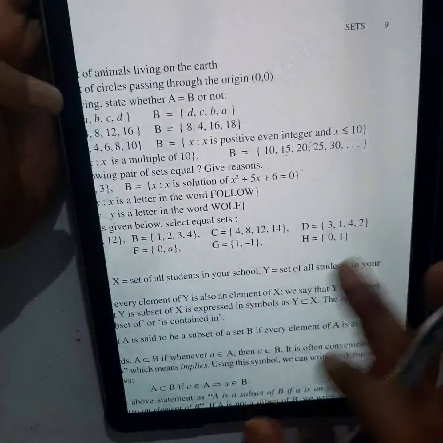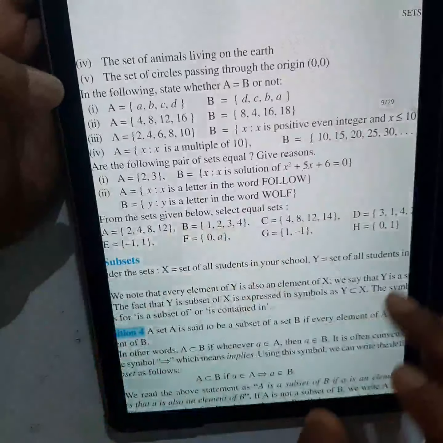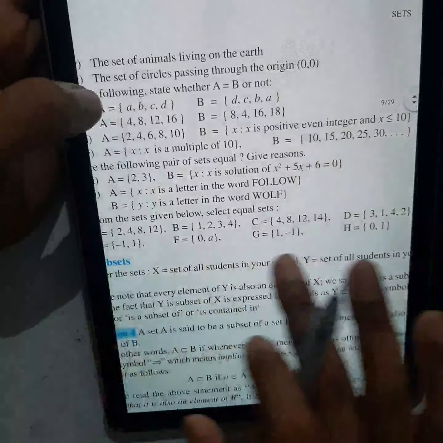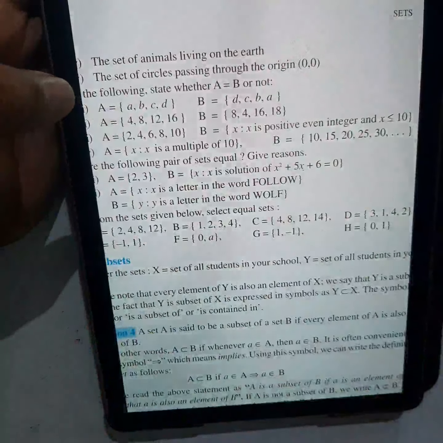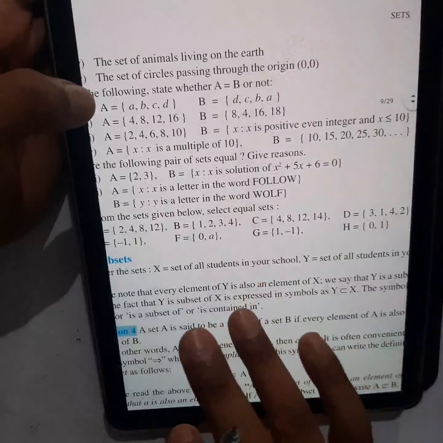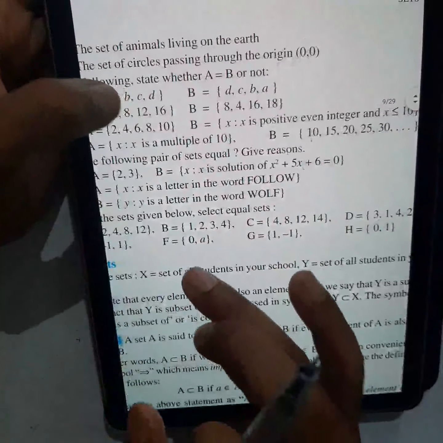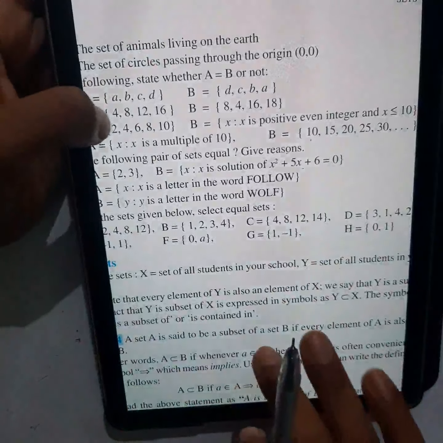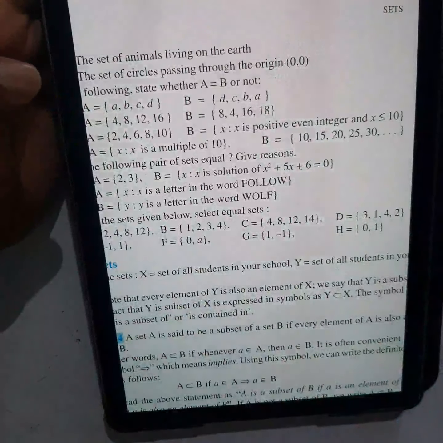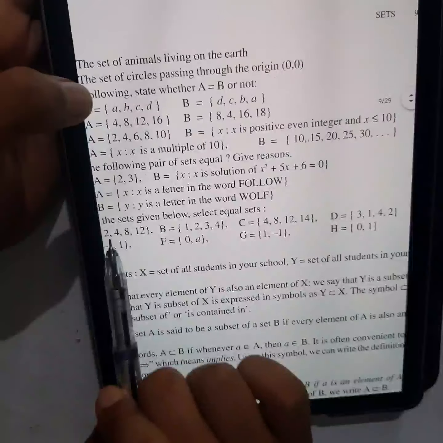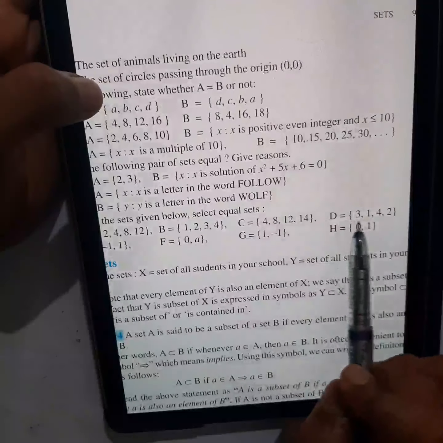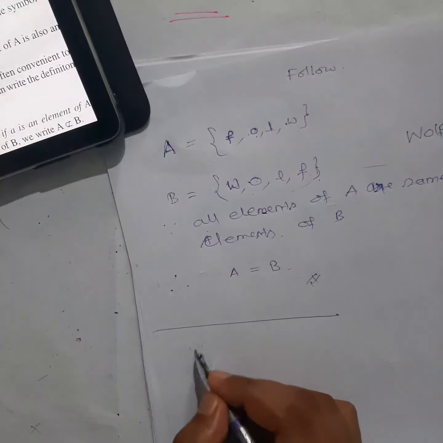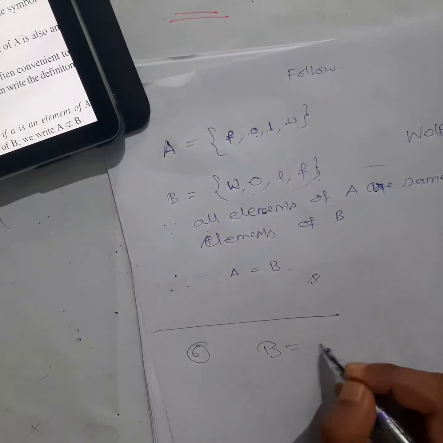Next, 3, 1, 4, 2. No, 2, 4, 8, 12 is this one, right? So this is also not equal. So A is not equal to any set here. Next, check B. B, what are the elements? 1, 2, 3, 4. Is there any set where you have elements 1, 2, 3, 4? A, no. C, no. D, 1, 2, 3, 4. So yes, in number 6, B is equal to D.